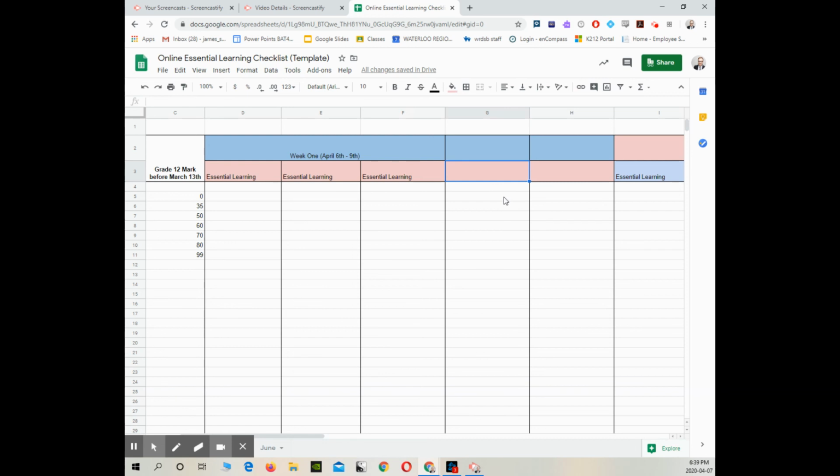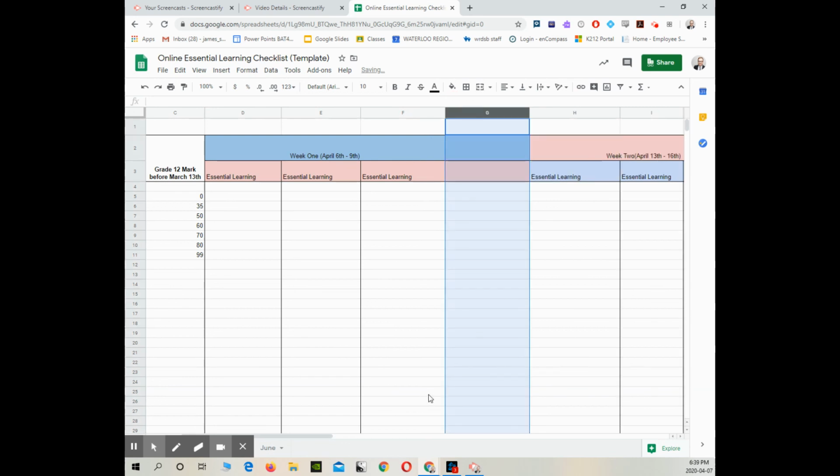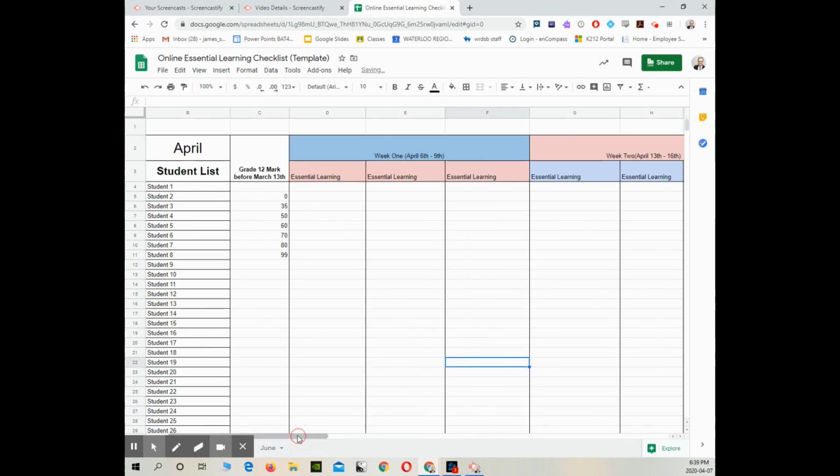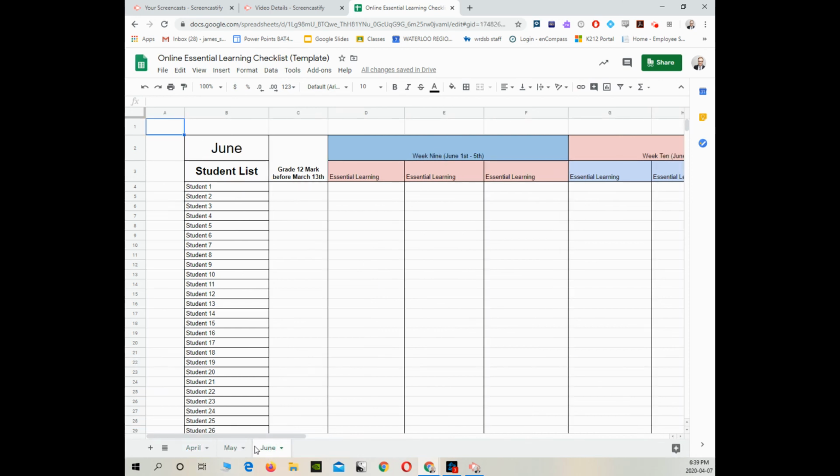Maybe this one is oral communication, and maybe this one is written communication. Depends on your subject. And so you can see here that I now have the five essential learnings. Okay, so hopefully this tool helps. I've already designed everything based on week, so you can see week 1 is April 6th. And if you take a look at the bottom, we have April, May, and June. And a column to always include their grade 12 mark.